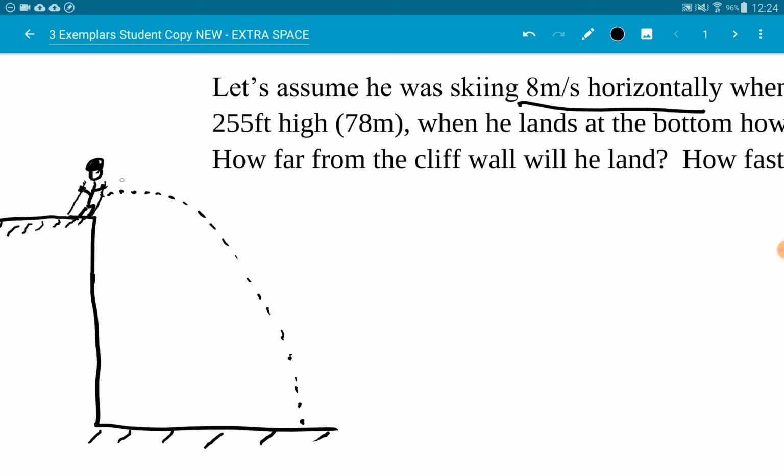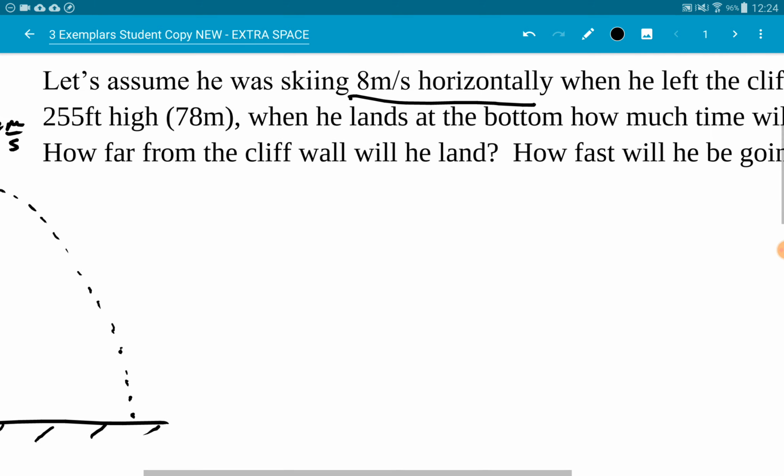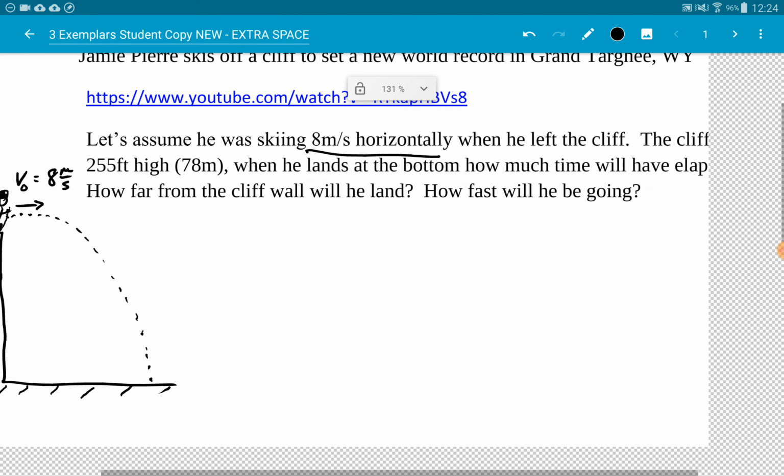He was skiing 8 meters per second east, or horizontally east in my picture here. So I'm going to put my original velocity as 8 meters per second. I like labeling things that I know on my diagram here.